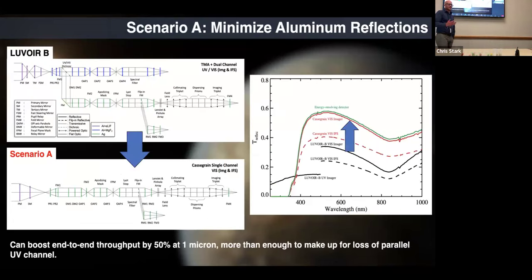So I will go through these 6 changes. We're going to layer them up one on top of the other, and you'll see how the yield evolves as we compile these changes. So the first change is to look at the end-to-end reflectivity of your system.